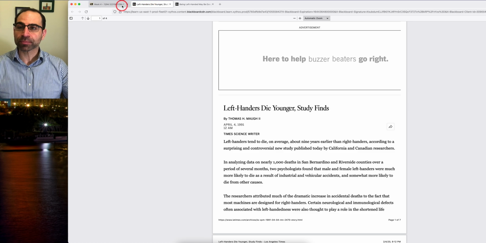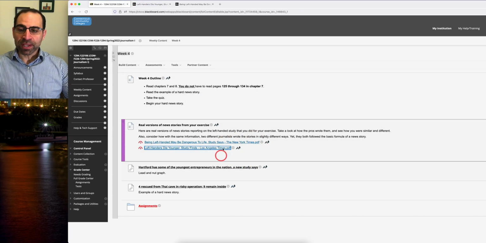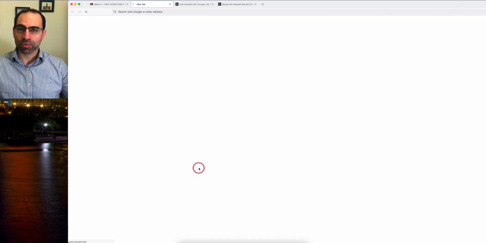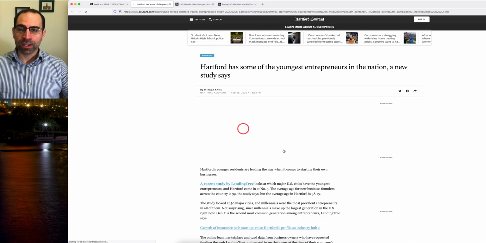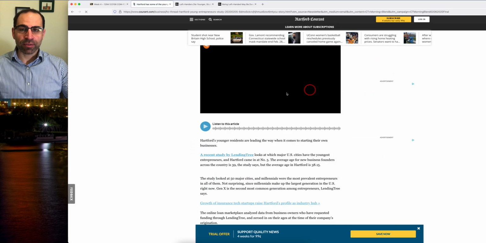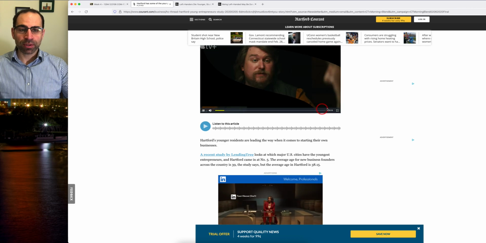You all can create your own different story, but the main concepts should be applied, no matter how you do it. So speaking of that, since we're talking about leads and nut graphs, let's take a look at another good example. I pulled this one out. This is from the Hartford Courant. So automatically look at this. I can see that, except for the ads here.